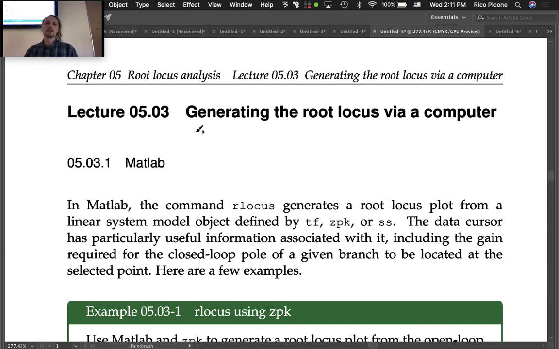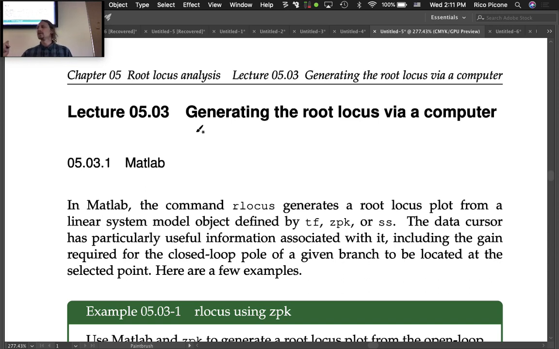This is very important for doing our controller design, and generating the root locus via a computer allows us to be more precise about it. So we can get an intuition through sketching, and we can get a precise root locus using a computer like Matlab. That's what we're going to focus on.